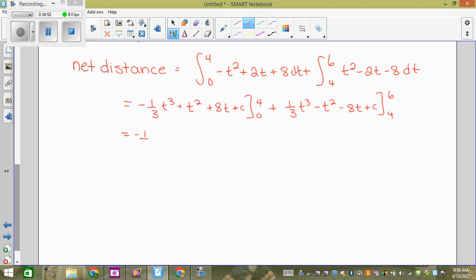So I'm going to get negative 1/3 4 cubed plus 4 squared plus 8 times 4 minus that with zeros, just to prove a point, but it's going to do nothing. Area 1 plus positive 1/3 6 cubed minus 6 squared.